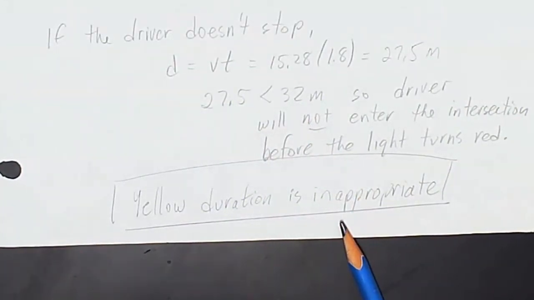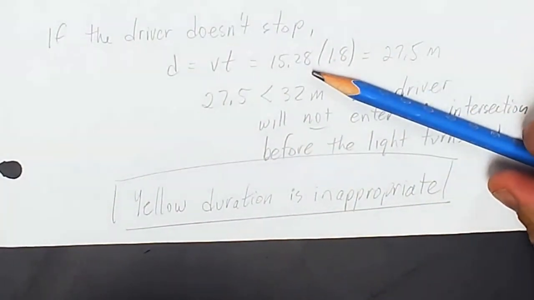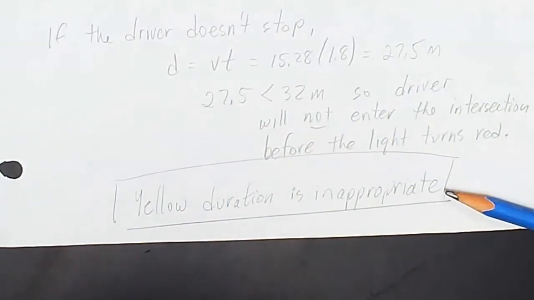So the duration of the yellow light for this speed limit of 15.28 meters per second is inappropriate. The traffic engineer who designed this light needs to go back to the drawing board and figure out a better time or a longer time for the yellow duration.